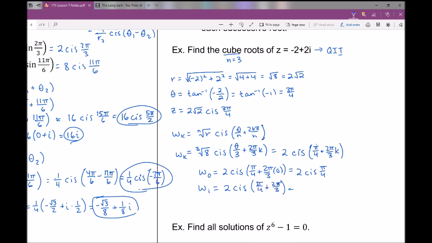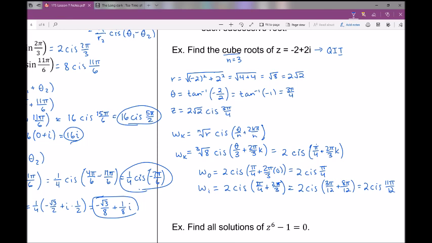So if we get common denominators, 12 would be the common denominator, so we get 2 cis 3 pi over 12 plus 8 pi over 12. So this would be 2 cis 11 pi over 12. So that's our second root. Again, super easy now that we have this in polar form.